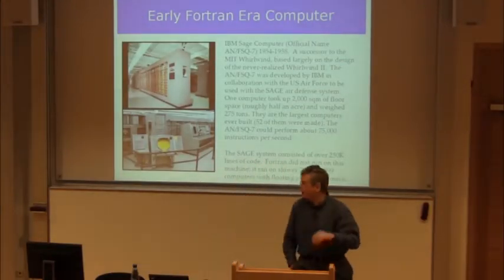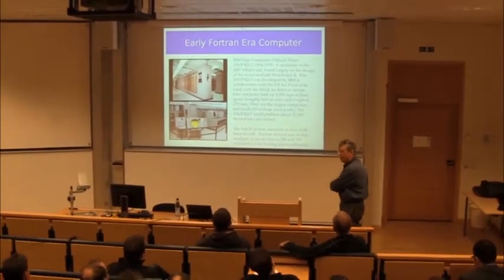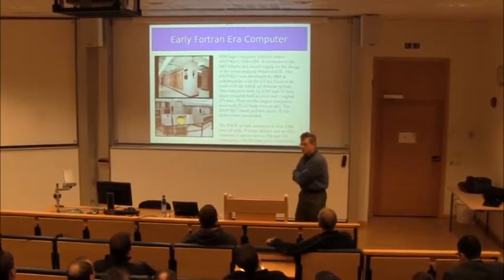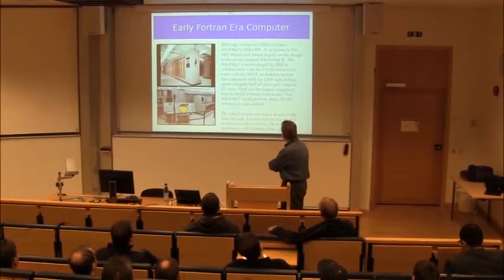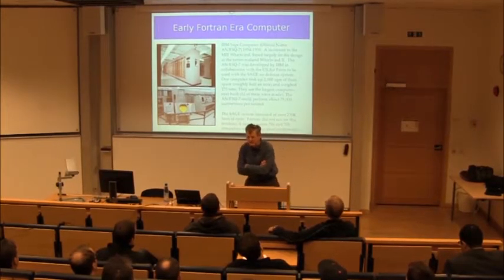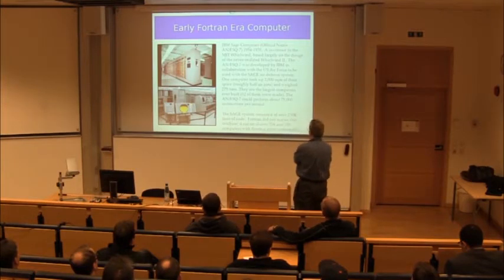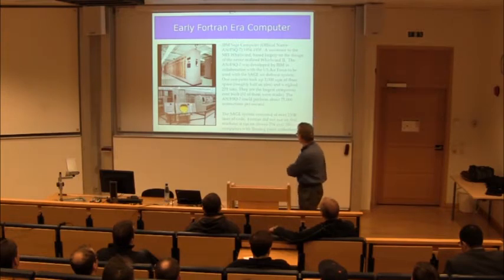Okay, and so for a little color, I actually did a little research and pulled up some pictures. And I found these pictures most impressive. They were for the Sage computer system developed by IBM, but they actually leveraged a project at MIT called Whirlwind. And if you look at, say, the era 1954 to 1958, this was the highest performance machine that was available. And let's see, it was the biggest computer ever built. It took up 2,000 square meters of floor space for the computer. It weighed 275 tons. They built 28 of these. They were the physically largest computers ever built, according to the article I saw on Wikipedia.